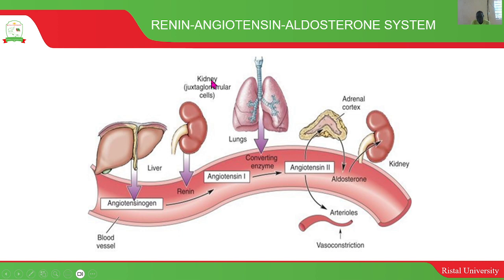Let's look at the renin-angiotensin-aldosterone system. This system enables us to understand how these different organs interact in controlling the blood pressure.